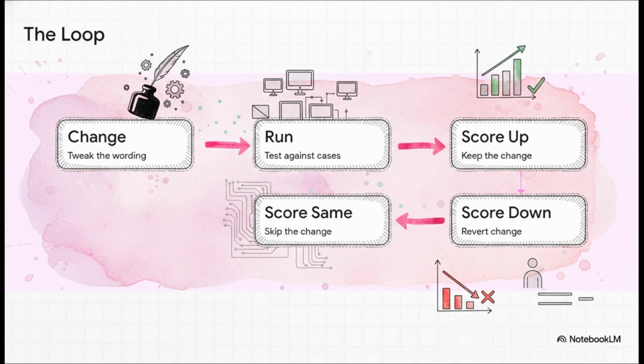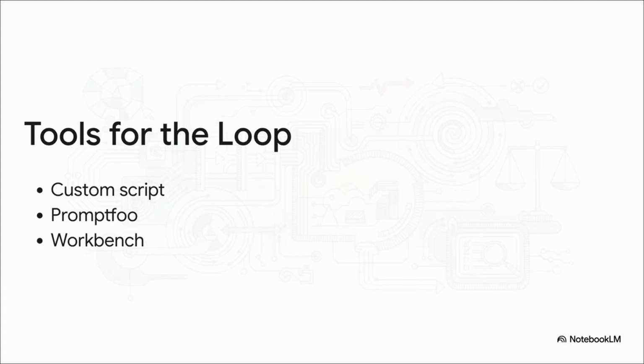You don't need anything fancy to get going. A quick custom script is totally enough to start. Just load your test cases, call the API with your current prompt, and print pass or fail for each one. But when you inevitably outgrow that script, there are some great tools out there. Promptfoo is open source and free for solo use. Or if you're using Anthropic, their console actually has a built-in evaluate tab. Now these tools don't change the underlying principle. They just make the loop significantly faster.